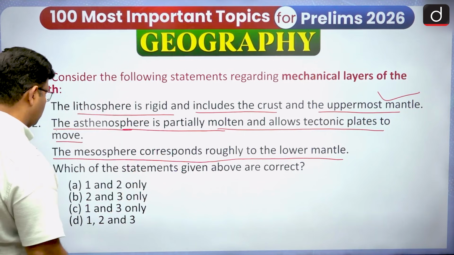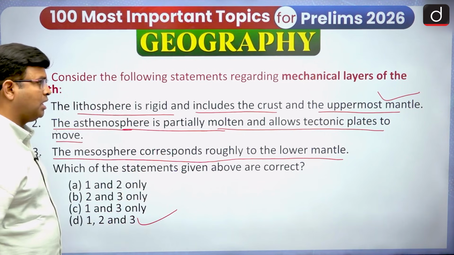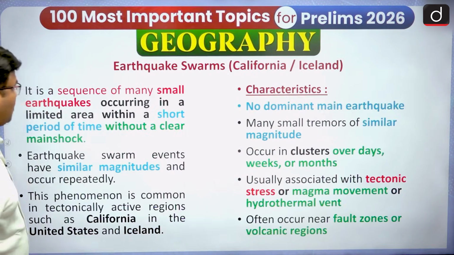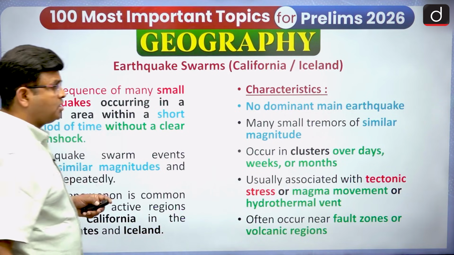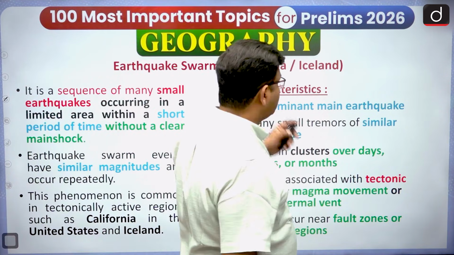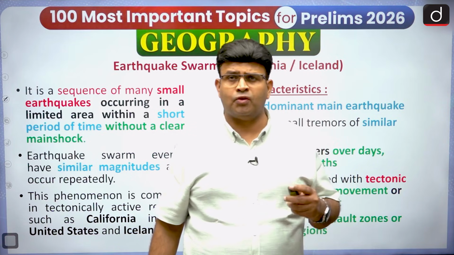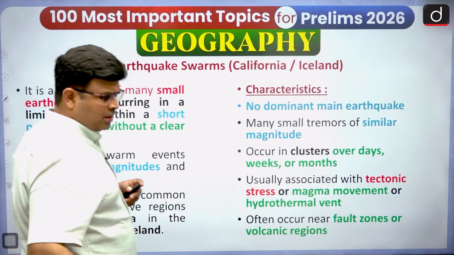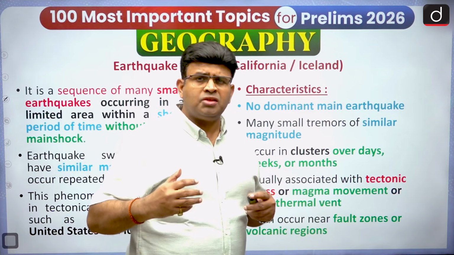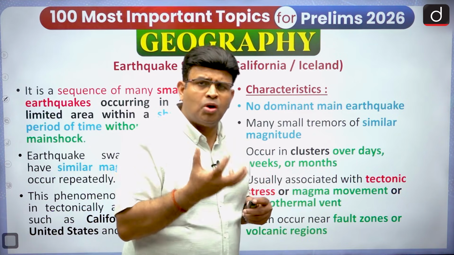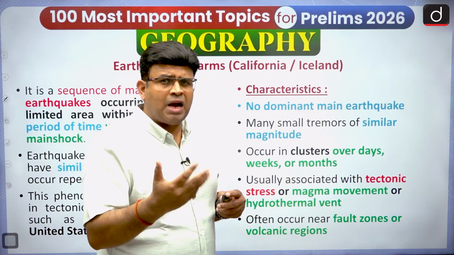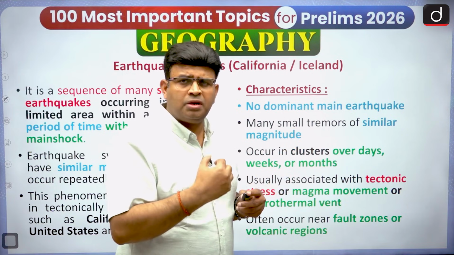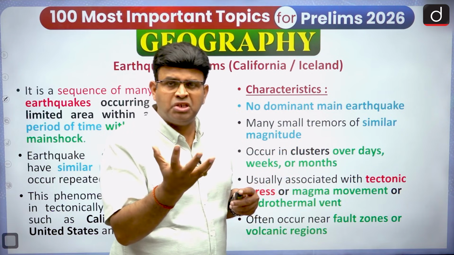So on the basis of that you can say that 1, 2 and 3 are all correct. After that we are going to see what earthquake swarms are, and especially we have to talk in the sense of California and Iceland. Generally, an earthquake swarm is the occurrence of several earthquakes of small intensity. It is not high intensity. It is the occurrence of several small earthquakes, therefore swarm, a bunch of them.